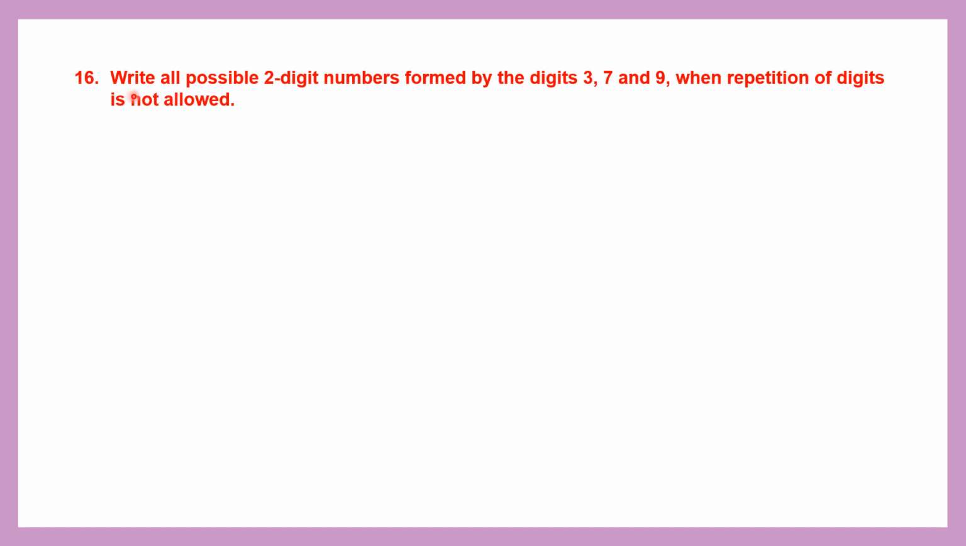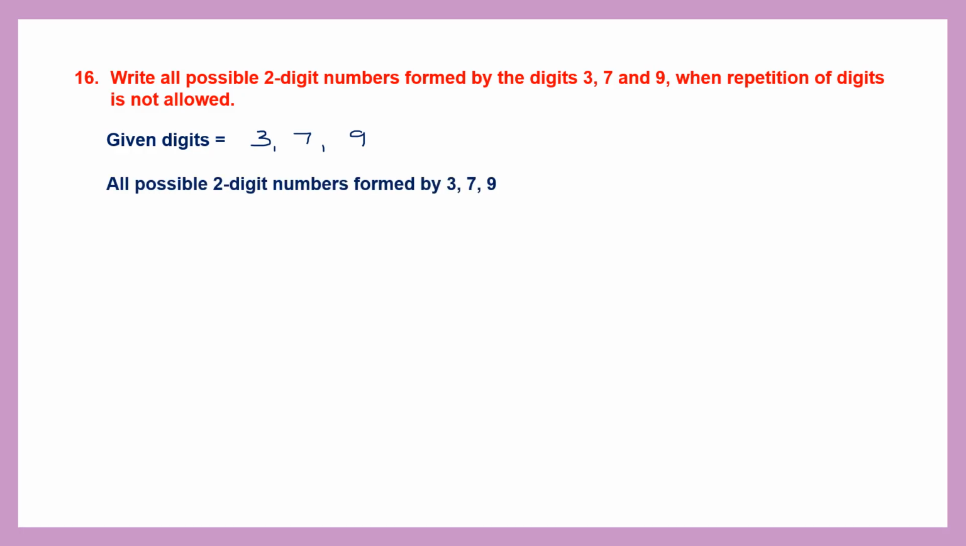Question 16. Write all possible 2-digit numbers formed by the digits 3, 7 and 9 when repetition of digits is not allowed. So we have to use these 3 digits. The given digits are 3, 7 and 9. Let's write that down. We are going to form 2-digit numbers using these digits, but remember we cannot repeat any digit. So the easiest way to do it is to start with 3.